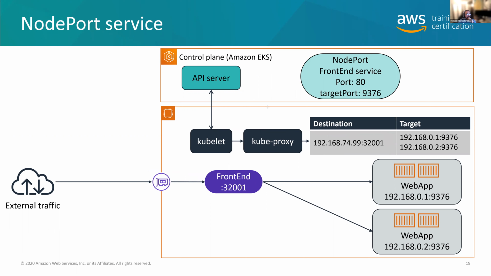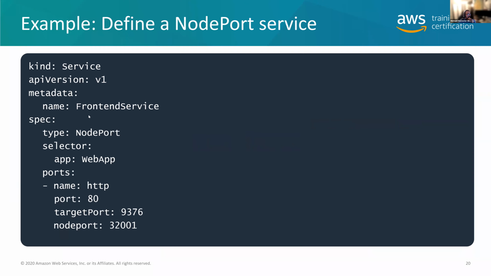The definition for this is exactly the same. You just set a different type. So it's a node port, and you've got a web app selector for the app on the back end. Notice again that the target port is 9376. The node port is 32,000, but that's going to come in looking like web traffic.